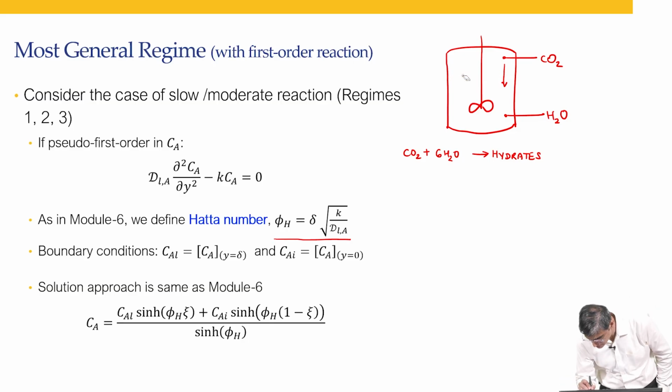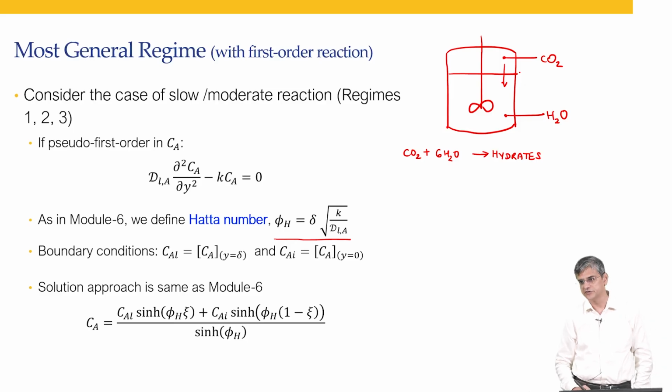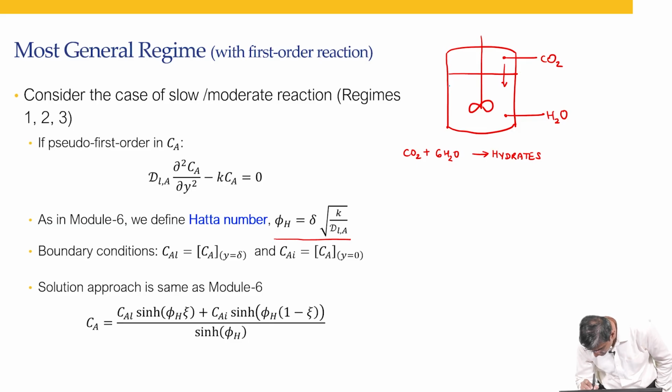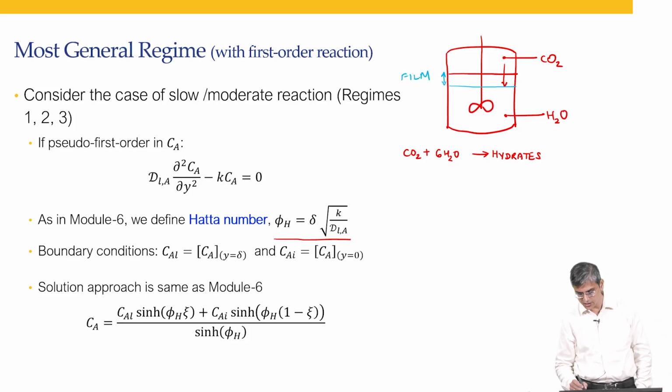Let us idealize this interface. The interface is like this. We will have the film. In the film, CO2 is getting diffused as well as it is reacting. This reaction is taking place in the film as well as in the bulk. So that is the situation that happens over there.